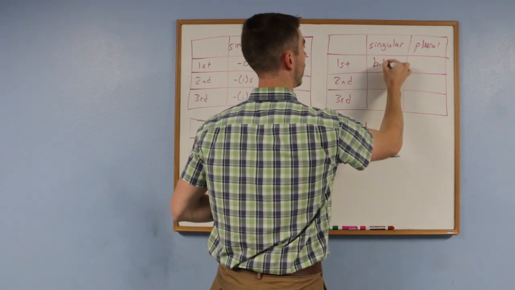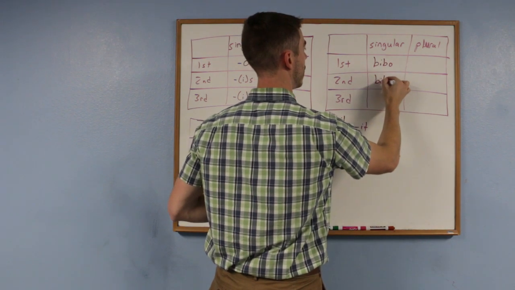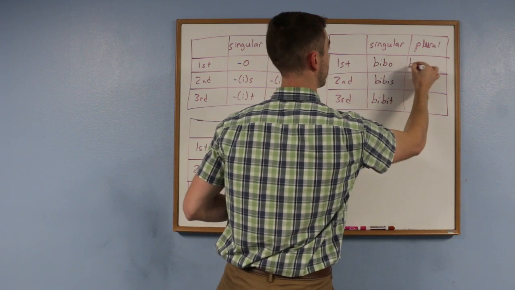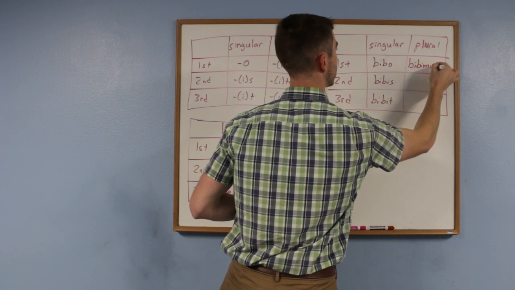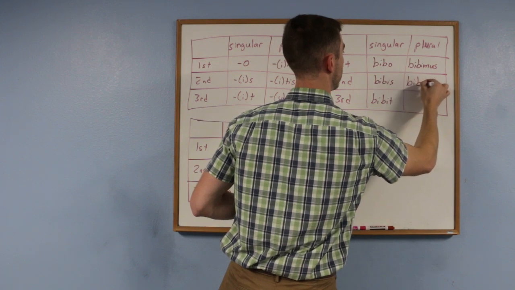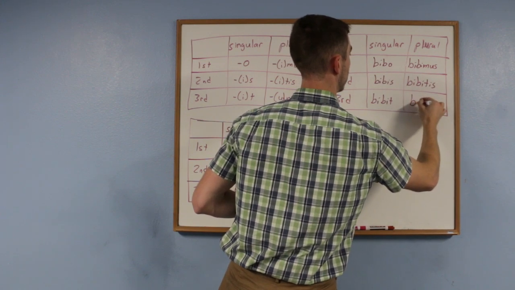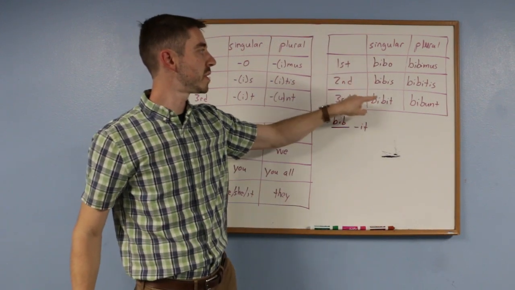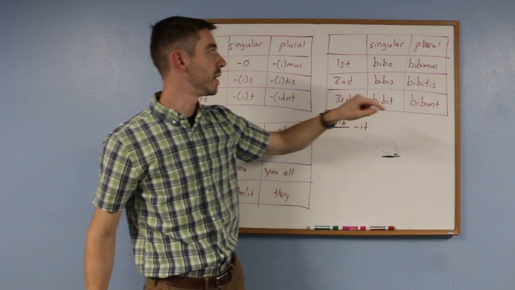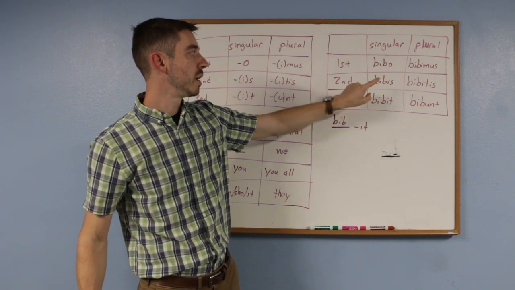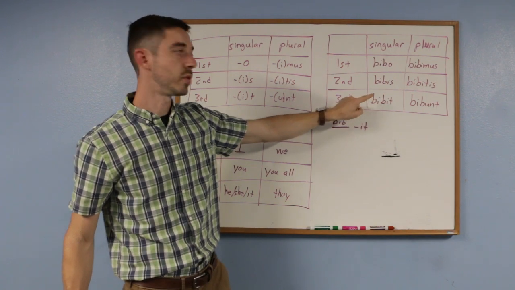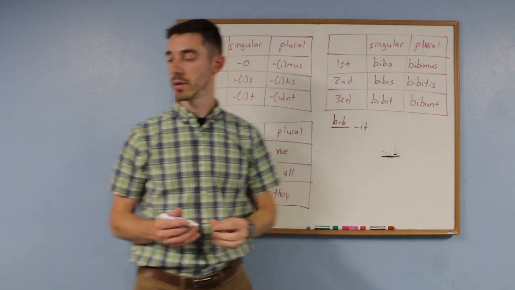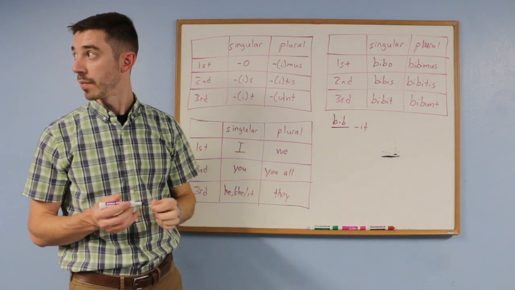So we have bibo, bibis, bibit, bibimus, bibitis, bibunt. Okay, bibo, bibis, bibit, bibimus, bibitis, bibunt. That means I drink, you drink, he, she, or it drinks, we drink, you all drink, and they drink. Okay? So that is what that means.